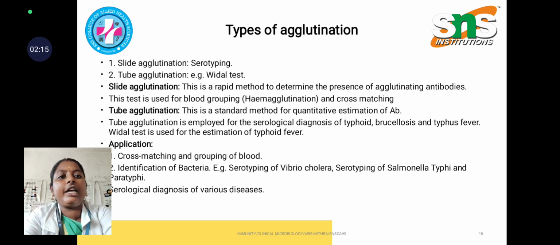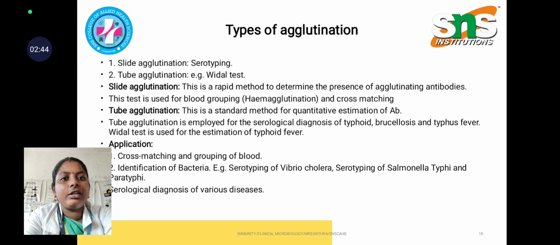Coming to the types of agglutination, one is slide agglutination and the other is tube agglutination. Slide agglutination is mainly for identification of blood group, that is the serotyping blood group test, and tube agglutination is mainly for the Widal test, which is most commonly performed for the diagnosis of Salmonella disease.